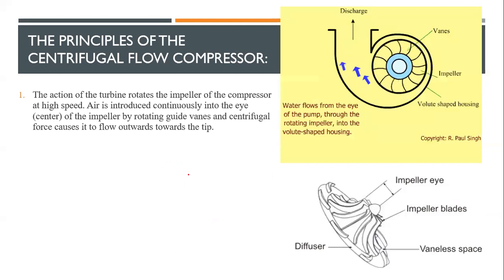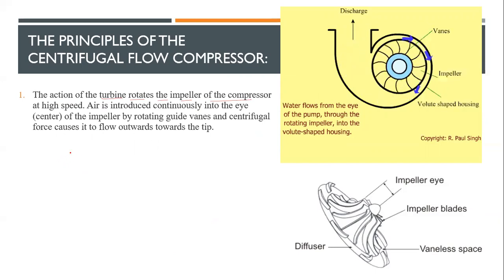We'll discuss some more things about it. You can see this is the eye, this is the impeller. And then we have the discharge or diffuser. The action of the turbine rotates the impeller. Why is it so? I have already explained how the jet engine works. There are basically three stages.